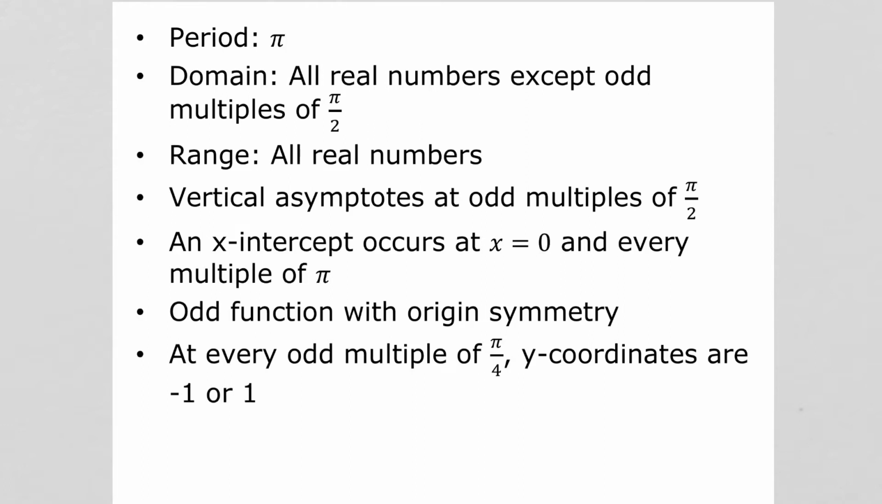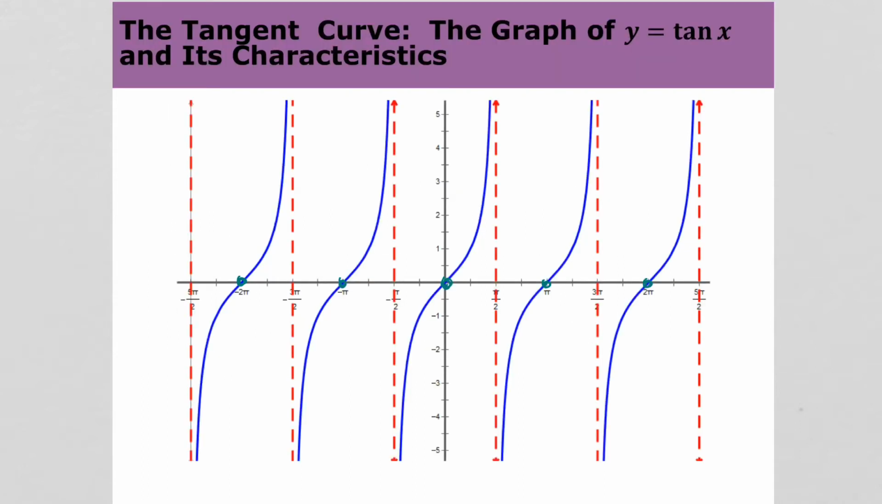It's an odd function with origin symmetry. And at every odd multiple of pi over 4, the y-coordinates are negative 1 and 1. So what I mean by that is at negative pi over 4, we have the point negative 1, and at positive pi over 4, the y value is 1.